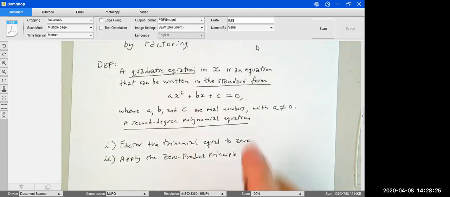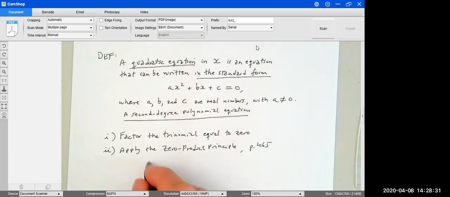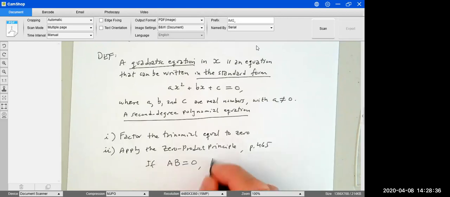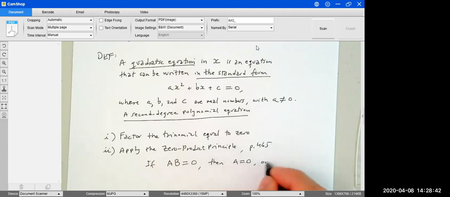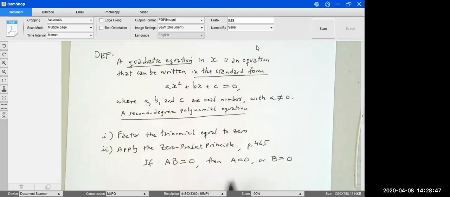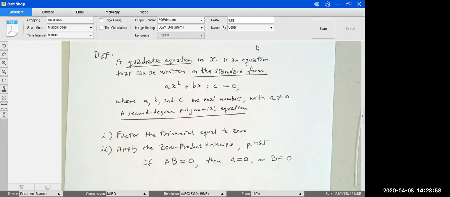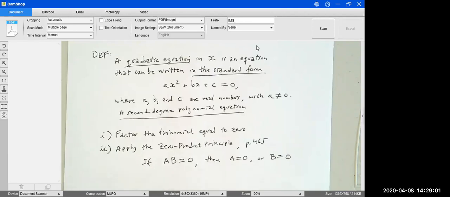The zero product principle is on page 465, and it says that if A times B equals 0, then either A or B is equal to 0, or both. So when you have factors that are multiplying each other and that's equal to 0, then one of the factors must be equal to 0. So let's see, we're going to solve some problems.